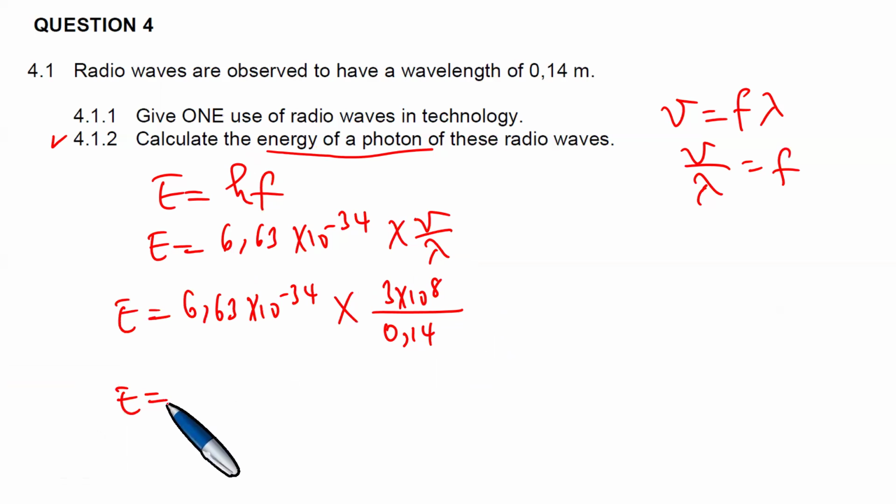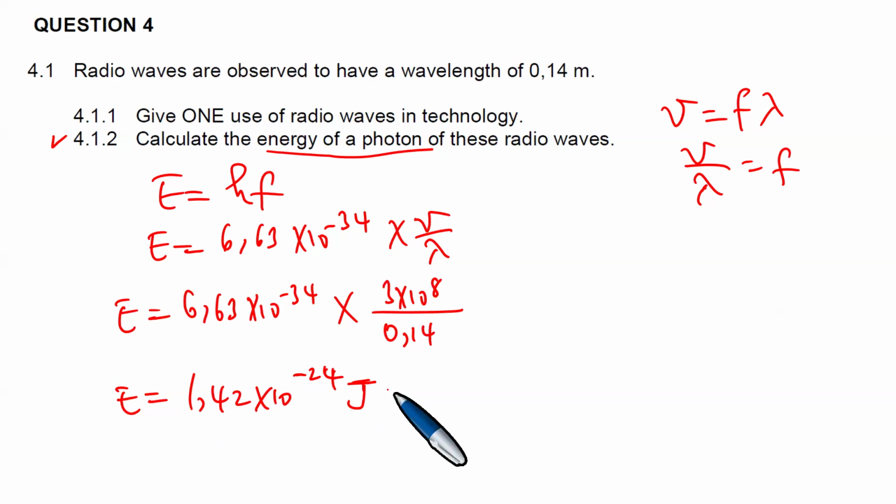And if you use a calculator here, it becomes 1,42 times 10 to the minus 24 joules. Energy is measured in joules, so just take note of that. So you can calculate the energy of a photon of light. This is the speed of light in vacuum, which is 3 times 10 to the 8th power. Next question.